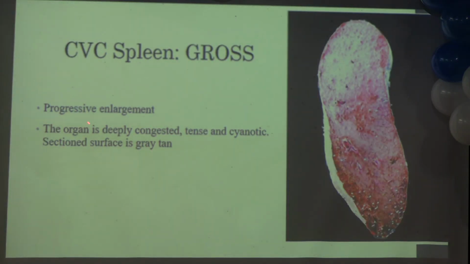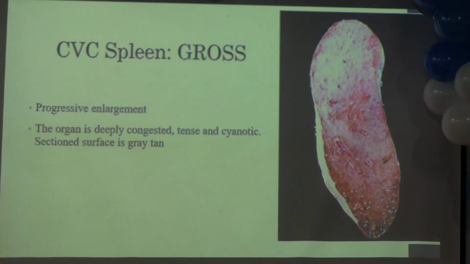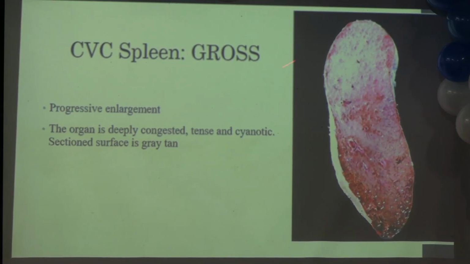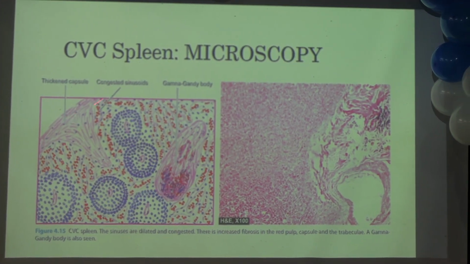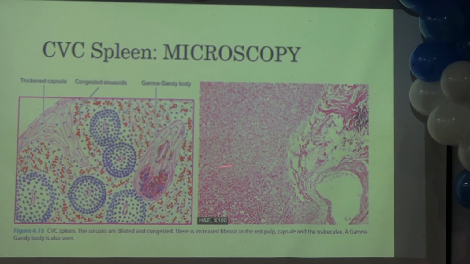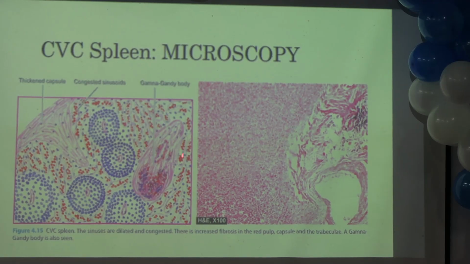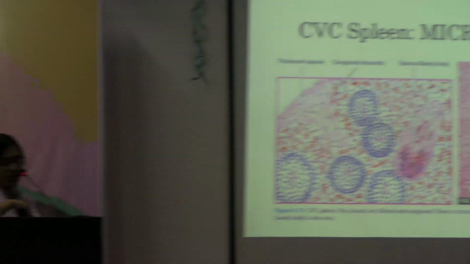And in CVC spleen, there is progressive enlargement of the organ with progressing degree of congestion. The organ will be deeply congested, tense and cyanotic, and the section surface will show a grey appearance. Now what will be the microscopy? We can see a thickened capsule with congested sinusoids, and Gamna-Gandy bodies can be appreciated. These Gamna-Gandy bodies have calcium and iron.